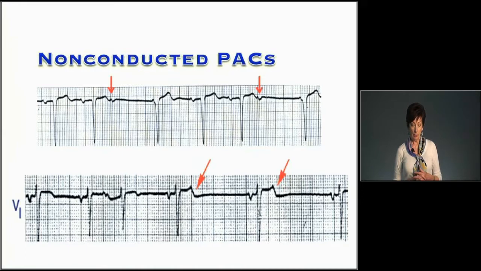And the second strip also has two non-conducted PACs. I can't really see a separate P wave that didn't conduct, but I do see T's that are distorted. So again, the two arrows are pointing to a sharp appearance of a T, and if you compare it to the normal sinus beats, that's different. Now, you may have noticed that the third QRS is a conducted PAC. So the first two are sinus beats, and then the third beat has a P wave that came early and it did conduct. So this is a blend of both conducted and non-conducted PACs.